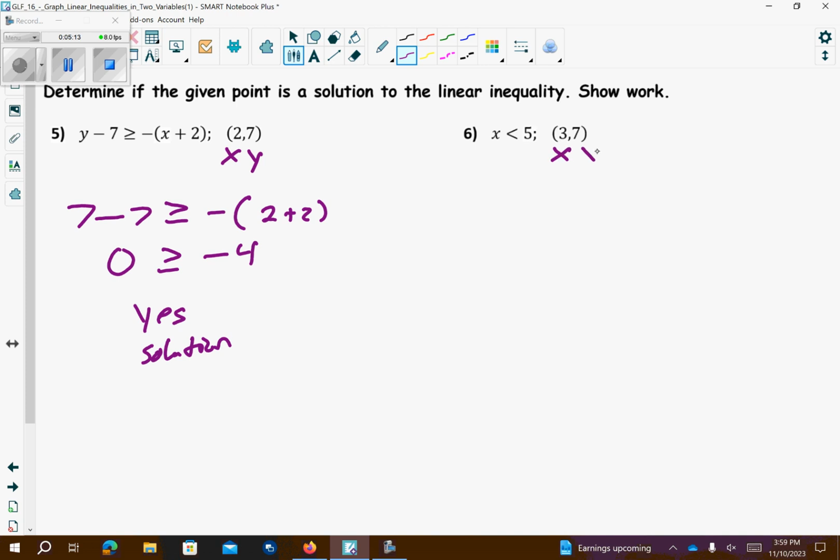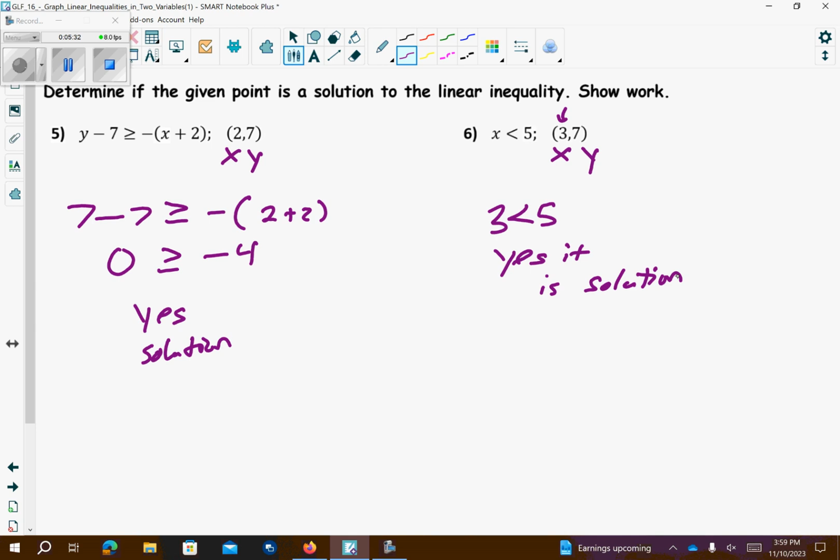Oh, and the little tricky one. I don't have a y value. I only have an x value. So the only thing I can use is this 3. Is 3 less than 5? And yes, it is a solution. Remember, x equals the numbers of vertical lines, so we're going to see that in a little bit.